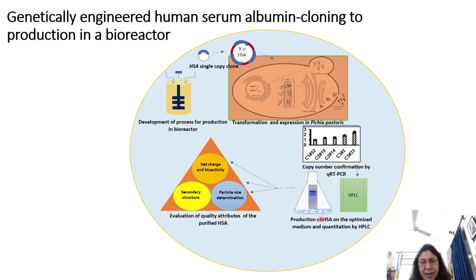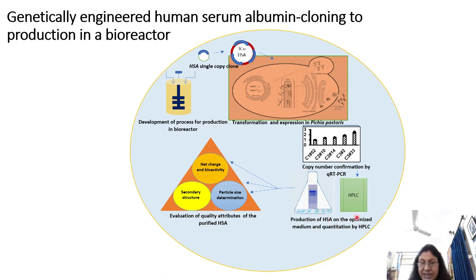At the same time, this culture filtrate can also be injected into HPLC for quantitation purposes. Here it's more like an analytical method, which tells you how much quantity you have made, how many grams per liter, how many milligrams per liter of the recombinant protein we have made.